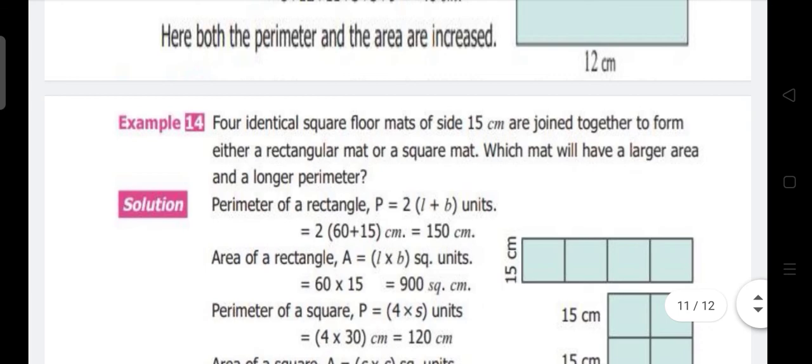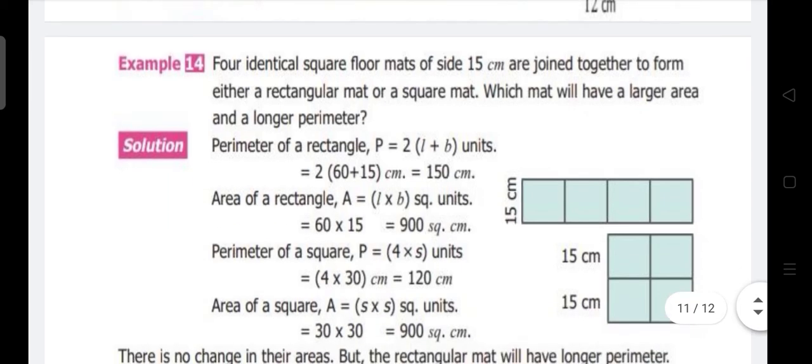See, 4 identical square floor mats of side 15 centimeter are joined together to form either a rectangular mat or a square mat. Which mat will have a larger area and a longer perimeter? 4 identical means the same square floor mats are joined. See, 15 plus 15 plus 15. This is in the shape of a rectangle. And another arrangement, 15, 15, 15. This is in the shape of a square.